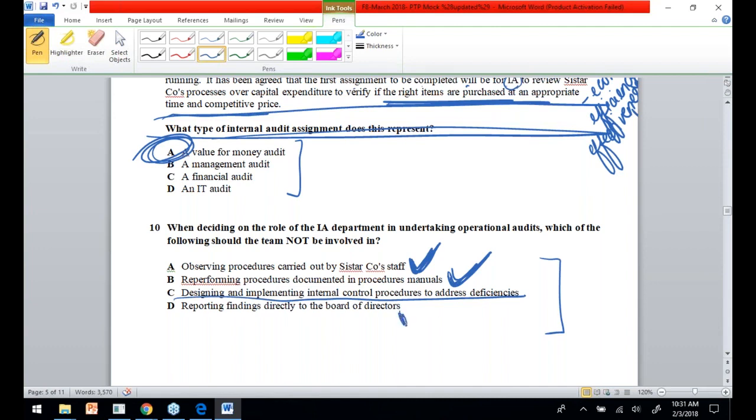Next, designing and implementing internal control procedures to address deficiencies. Reporting findings directly to the board of directors. Can anyone tell me what the correct answer to this question is? Which of the following should the team not be involved in? Can anyone tell me what the correct option is?